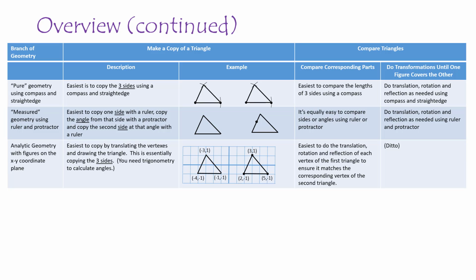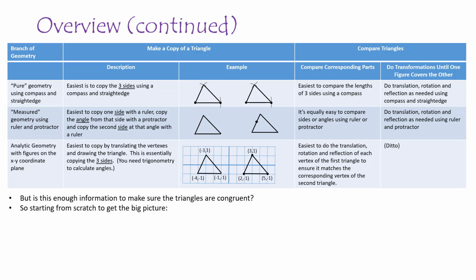Now, for analytic geometry, actually the easiest thing to do is to do these transformations, a translation, a rotation, or reflection of each of the vertexes of the first triangle, and make sure that it matches the corresponding vertexes of the second triangle. And you do that, and then you can prove that the triangles are congruent. That works pretty well in analytic geometry, but again, you're focusing on the sides. So what we're saying is, for both making a copy and comparing, is this enough information to prove they're congruent?